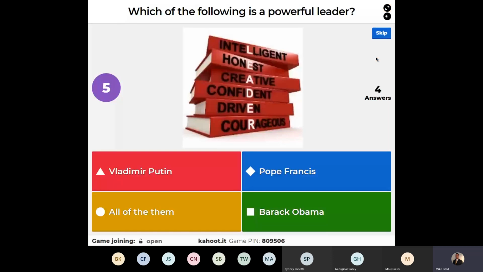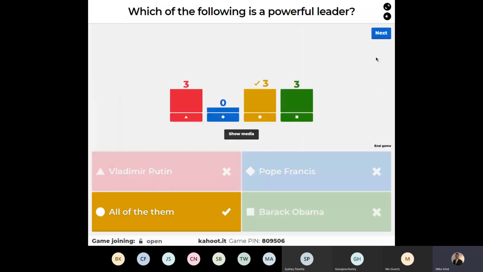What do you reckon, Sean? Can't see it because of the things. All of them. I'll do it for you. I reckon it's all of them. Yeah, look at that. Quite interesting now. All the way across the board. The fact of the matter is they're all powerful leaders. All of them are powerful leaders. To say that each one is more powerful than another is not the case.